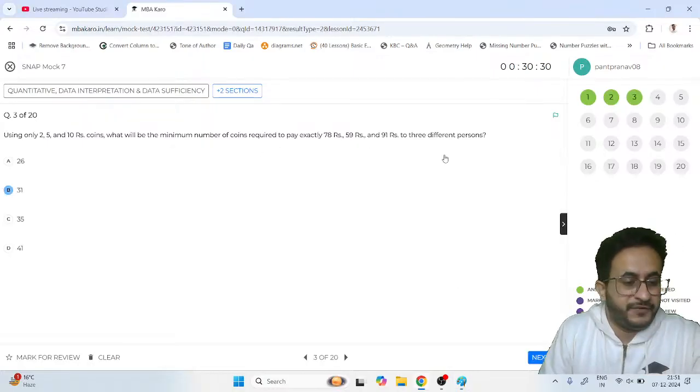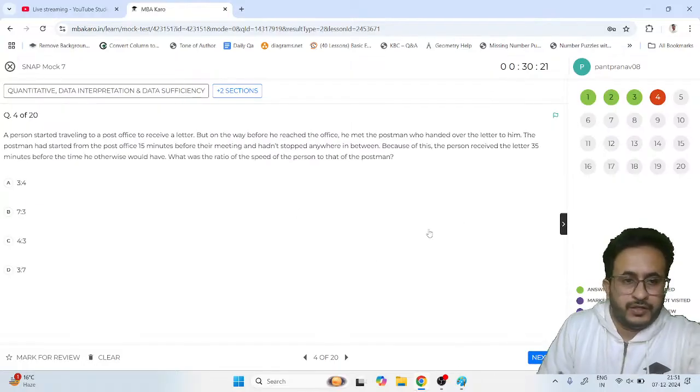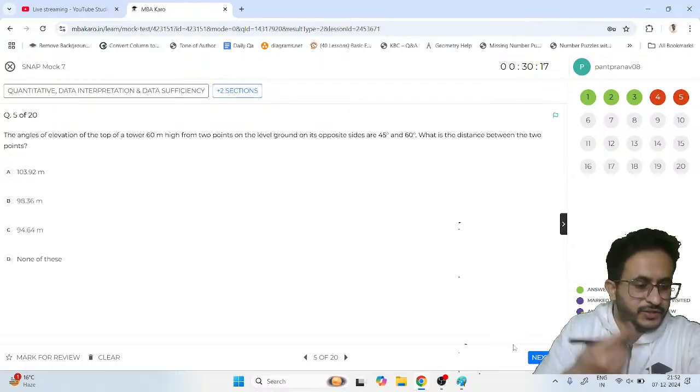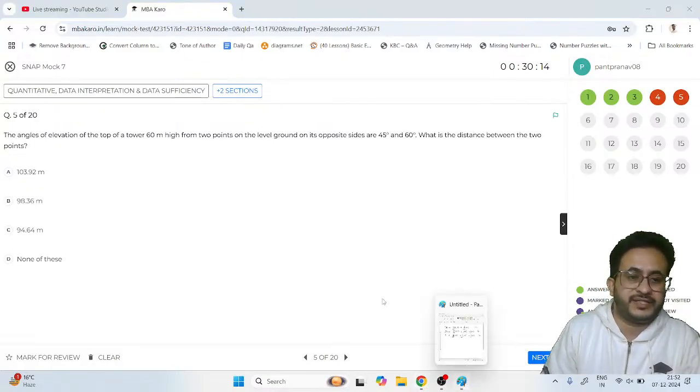Remember, we have to pay to 3 different persons, so we will pay using different combinations. Okay. So again, question to skip, lengthy question to read. So ये आपको करना है, जैसे ही कोई लंबा question दिखे, skip that.